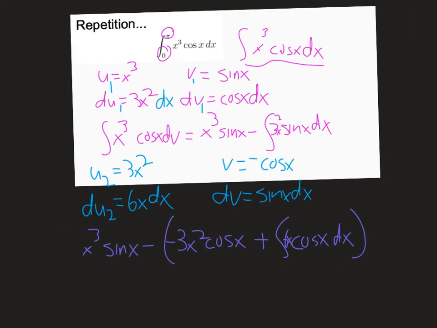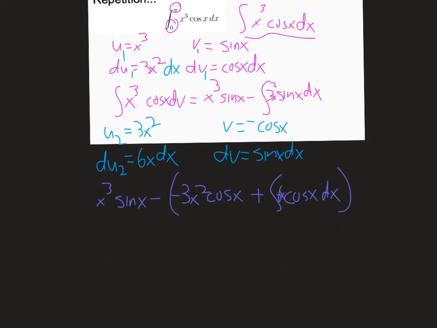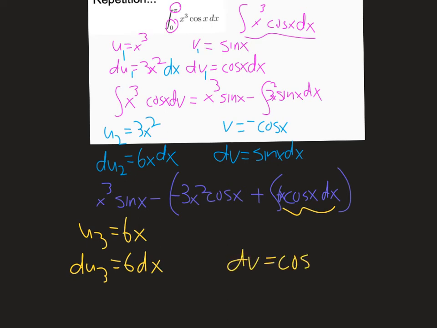Don't worry, we're getting there. So now I still have another problem I have to do right here. So my u3 is going to be 6x. My du3 is 6 dx. My dv is cosine x dx. And my v is sine x.